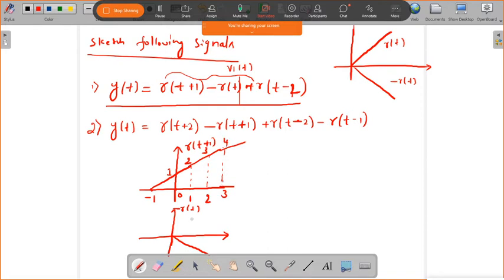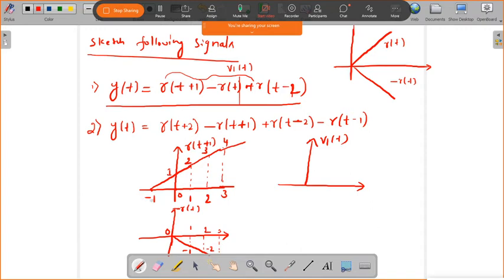Okay, so now here also you can see at 0 it will be the value 0, and at 1 it will have minus 1, and at 2 it will have minus 2. So like this, at 3 it will have minus 3. So now you add both of these and you will get the v1 of t. Okay, so what is your v1 of t?